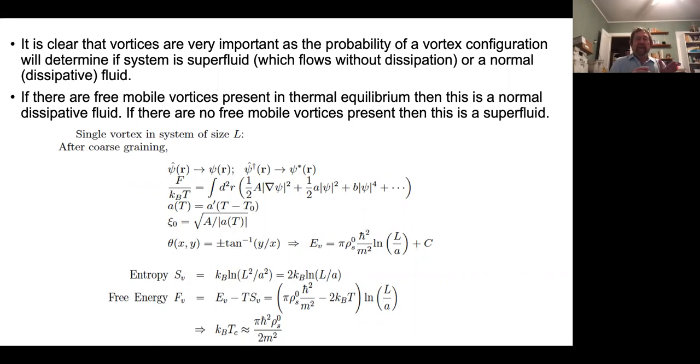And now we're assuming that the logarithm of L over A is very large. In fact, it goes to infinity as the system size goes to infinity. And so the coefficient in front of that will determine if this free energy is large and positive or large and negative.